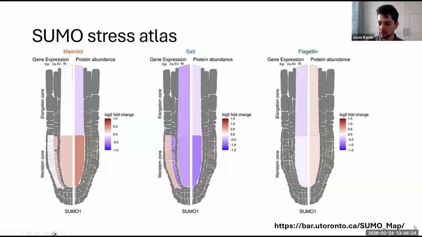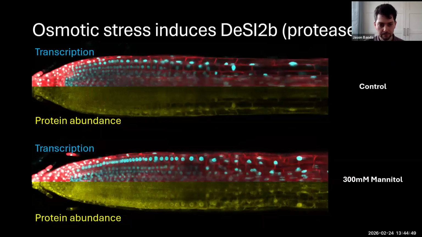But first of all, I also want to highlight that all this data, the base SUMO code data, basically the normal conditions, the expression and protein localization, and also the stress atlas, are all on the BAR Toronto website. You might have used ePlant before. This is basically a sister page of that. So have a look and see if you find any interesting genes for yourself.